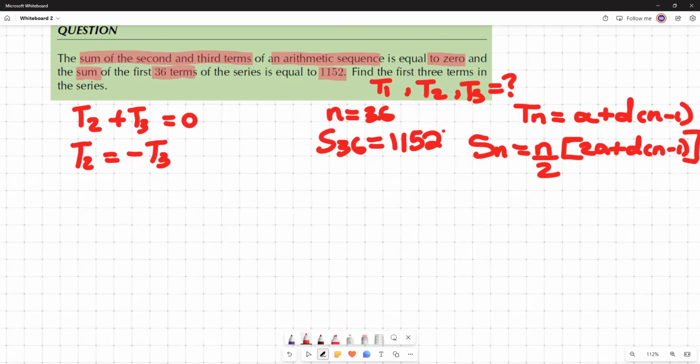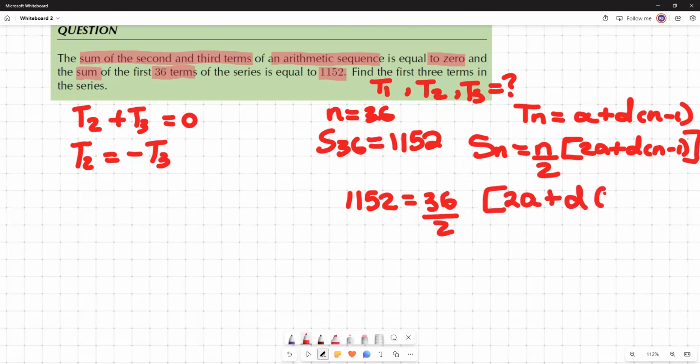Perfect. So now, ladies and gentlemen, let's see. I am going to do this. Let's firstly substitute on the sum because we have some information there. So I know that S36 is 1152. So I'm going to say, okay, 1152 is equals to, the n is 36 over 2, then in bracket 2a plus d in bracket, the n is 36, and then I minus 1.